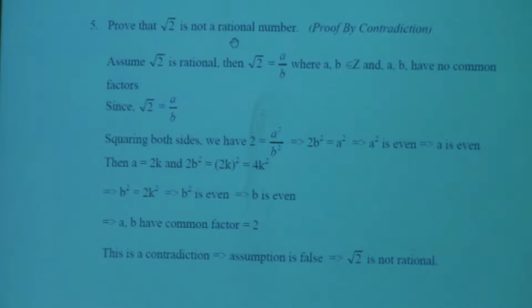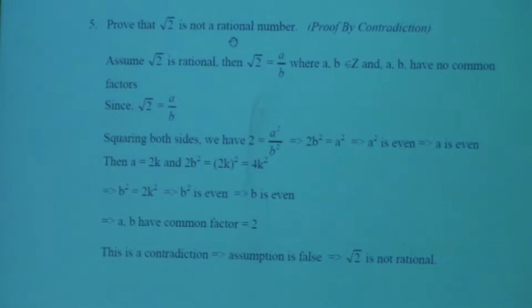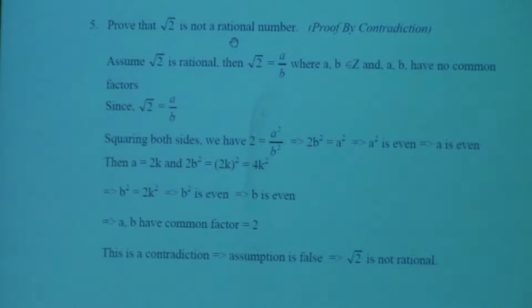So we're going to look at an example. This is similar to one of the homework problems. We're going to prove that square root of 2 is not a rational number. But before we prove it, we should know what a rational number is. What is a rational number?